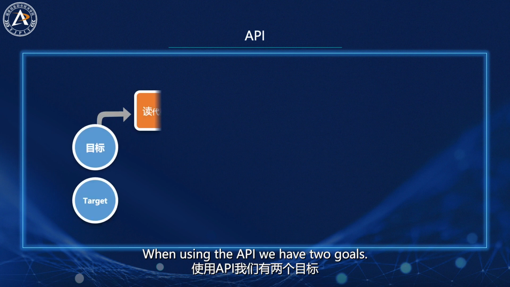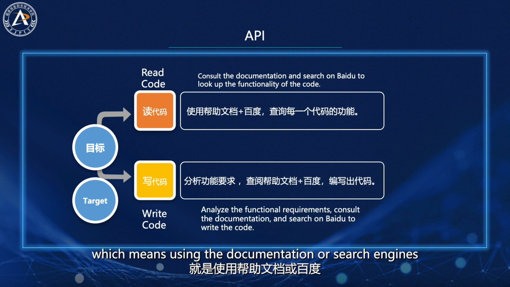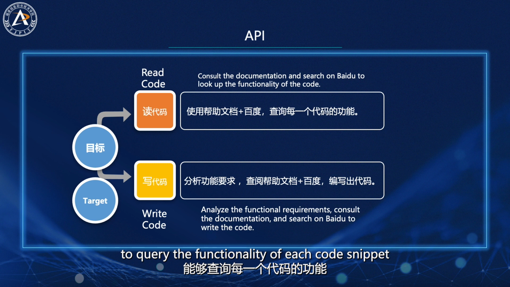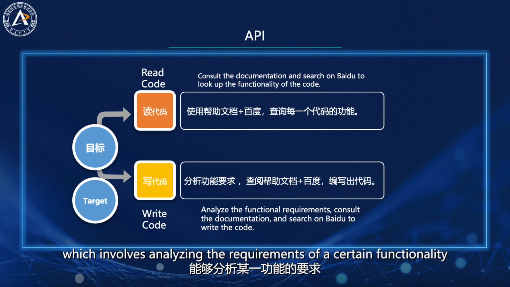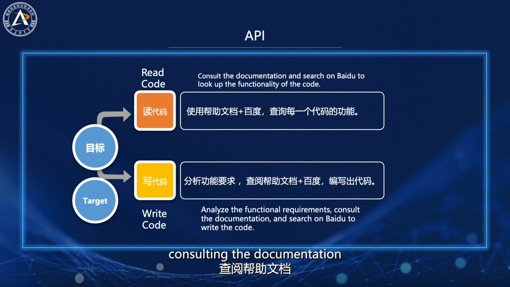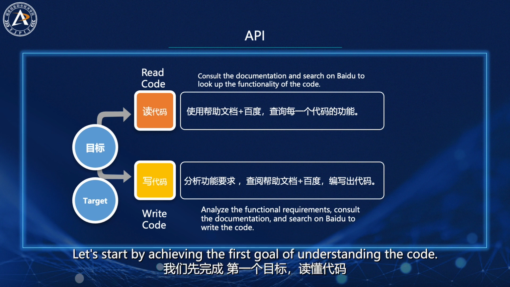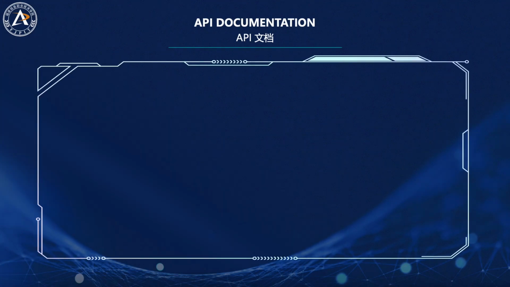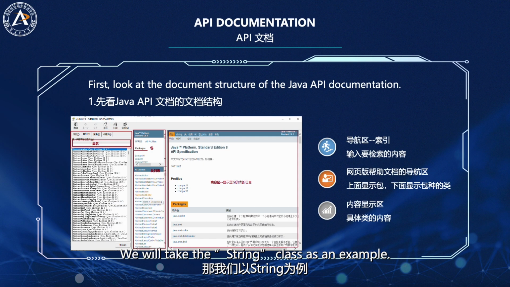When using the API, we have 2 goals. The first goal is to understand the code, which means using the documentation or search engines to query the functionality of each code snippet in order to comprehend the code. The second goal is to write code, which involves analyzing the requirements of a certain functionality, consulting the documentation, or using search engines to write the corresponding code. Let's start by achieving the first goal of understanding the code. We will take the string class as an example.